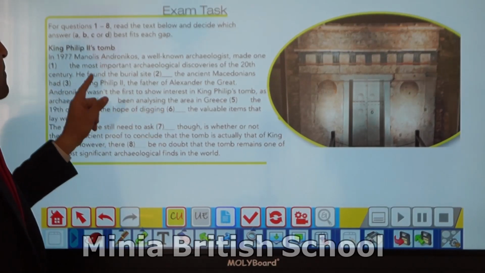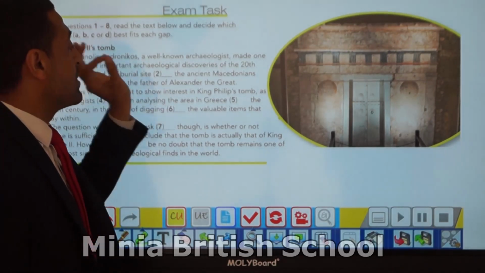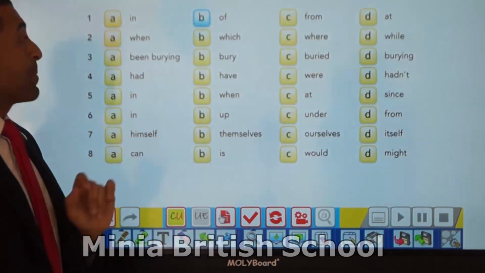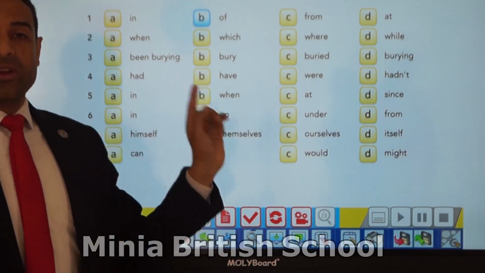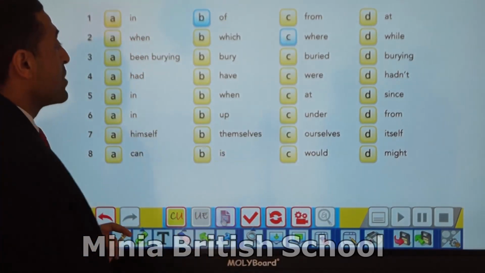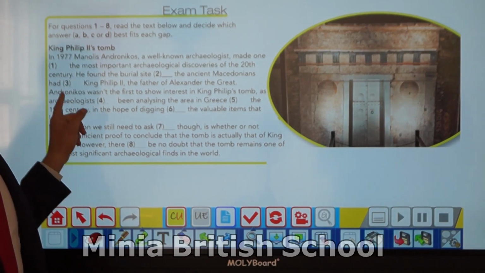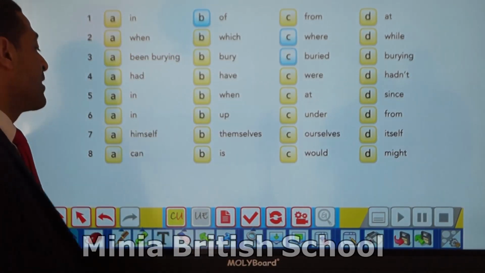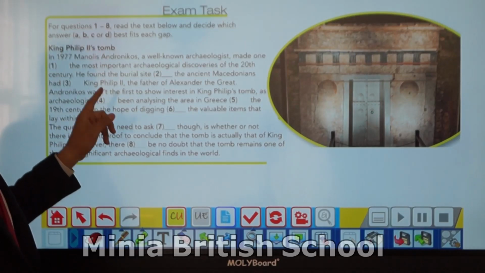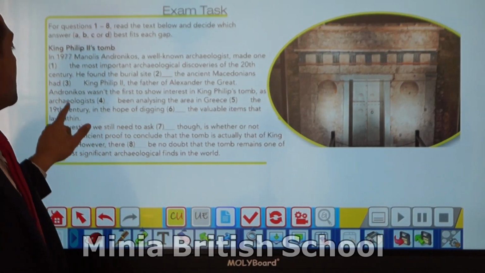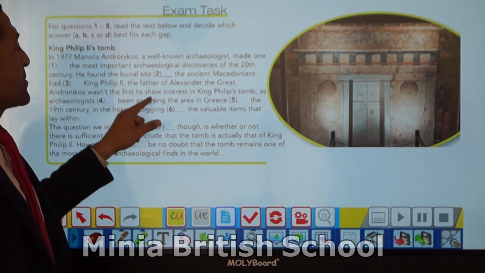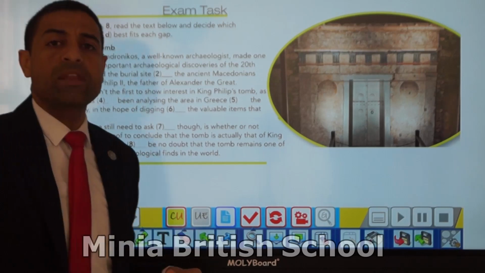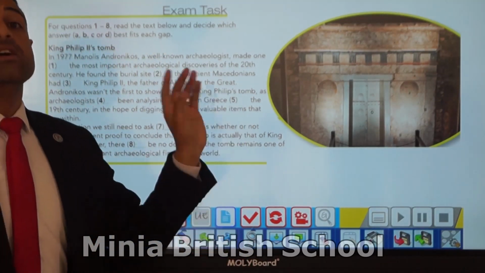And number two, he found that burial site, the ancient Macedonians, had King Philip II. So here, burial site, it's a place, so I need to use a relative pronoun related to place, which is where. And then we have here had. And after had for the past perfect simple, we use the past participle form of the verb and buried the King Philip II.